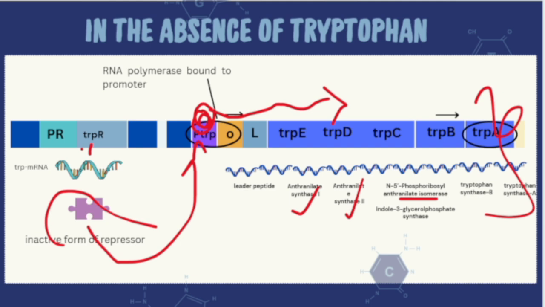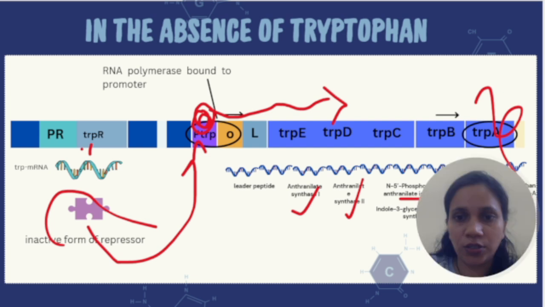So here, when there is absence of tryptophan, we know that the repressor will be inactive and it is going to allow the tryptophan operon to be functional. So that is part 1, when tryptophan is absent. Now the second case: let's take when tryptophan is present in the medium.